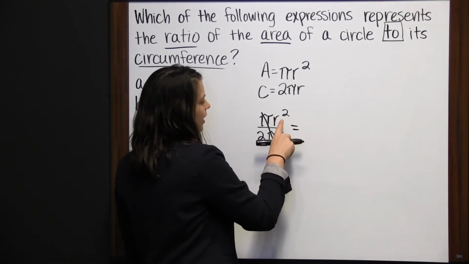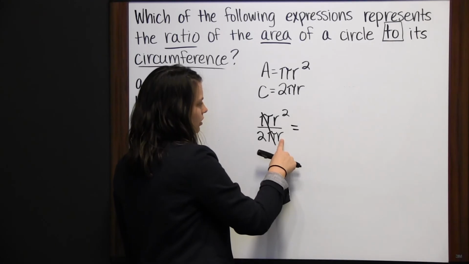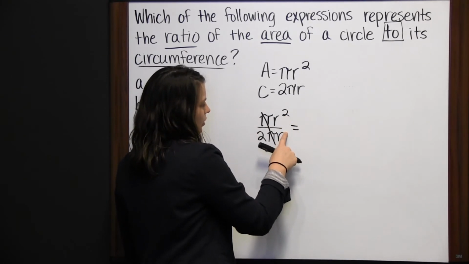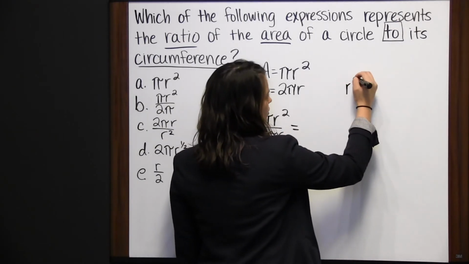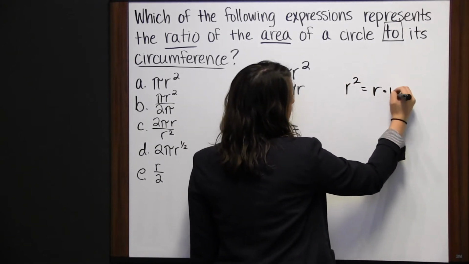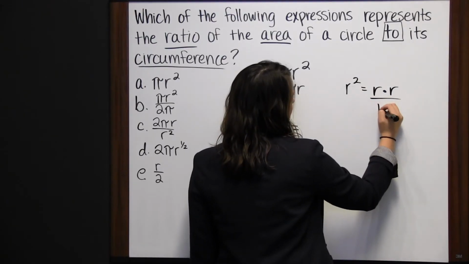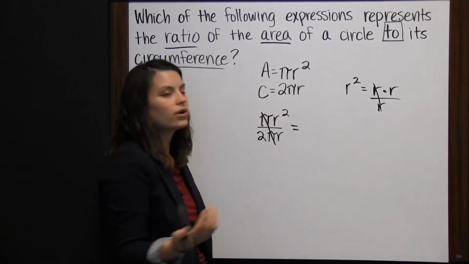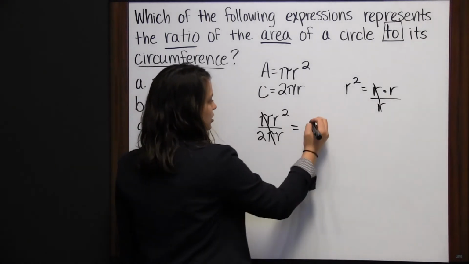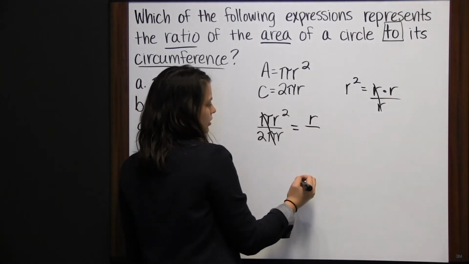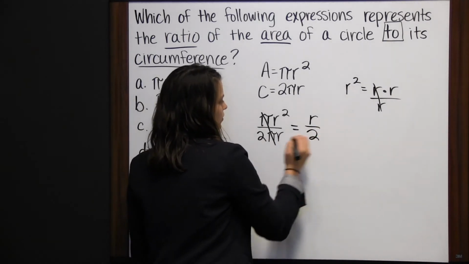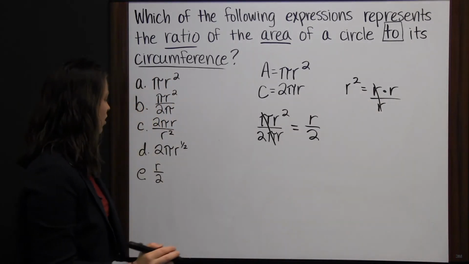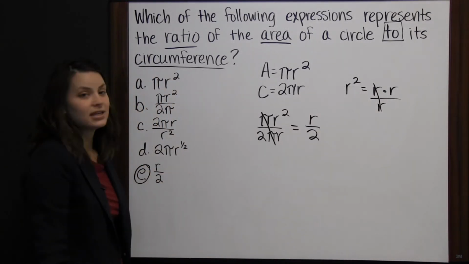And then I can simplify r squared divided by r. When you divide, you subtract the exponent. Or another way to think about it is r squared is r times r, and I'm dividing that by r. So again, you have something divided by itself is 1, or it cancels. So I'm left with just r in the numerator divided by 2 in the denominator, since those r's canceled. So we just have r divided by 2, which is answer E.